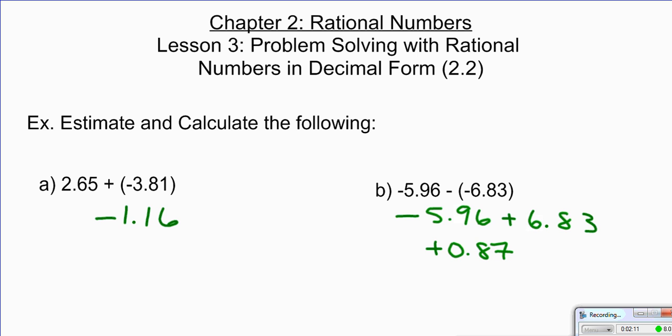Okay, so the first example, we get left with a negative 1.16 when we put that in our calculator. And then when we look at the second example, negative 5.96 is the same as plus 6.83. Remember these two negative signs together become an addition. And so when we look at these 2 values, the positive value is the greater digit, so we should have positives left over. And we do, we have positive 0.87 left over.